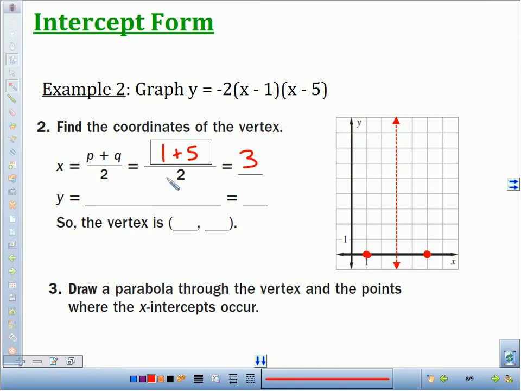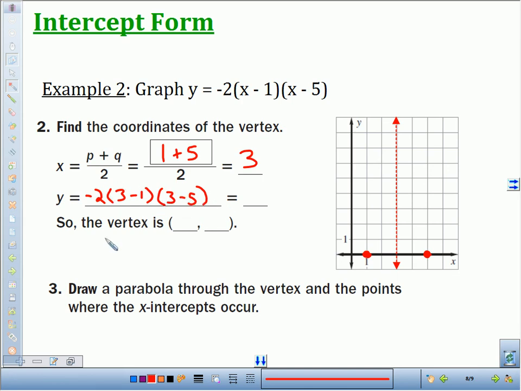And just like with standard form and just like with vertex form, we need to plug in the x value to get the y value. So that's what we're going to do. We plug in 3 for x to get the corresponding y value for the vertex. So it'll be negative 2 times (3 minus 1) times (3 minus 5).